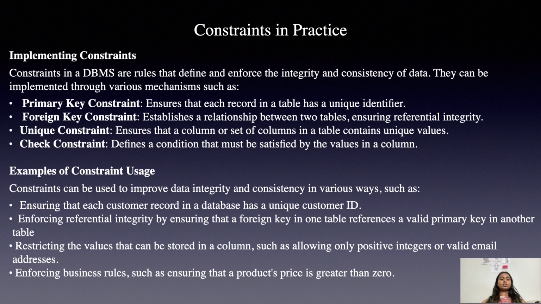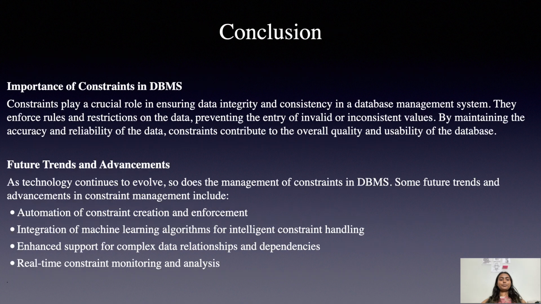Examples of constraint usage. Constraints can be used to improve data integrity and consistency in various ways, such as ensuring that each customer record in a database has a unique customer ID; enforcing referential integrity by ensuring that a foreign key in one table references a valid primary key in another table; restricting the values that can be stored in a column, such as allowing only positive integers or valid email addresses; and enforcing business rules, such as ensuring that a product's price is greater than 0.